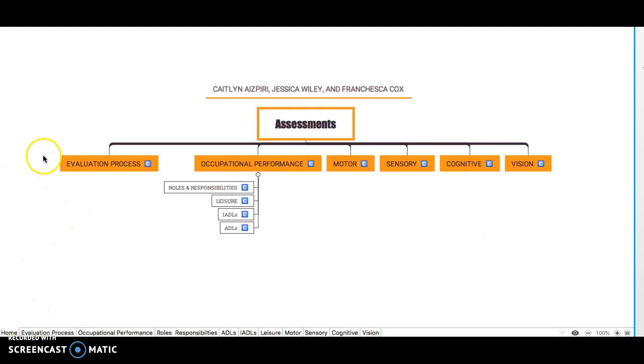So as we progress through our MOT program, as we learn about more assessments, we'll be able to expand our e-portfolio under these categories or add more as they are exposed to us.